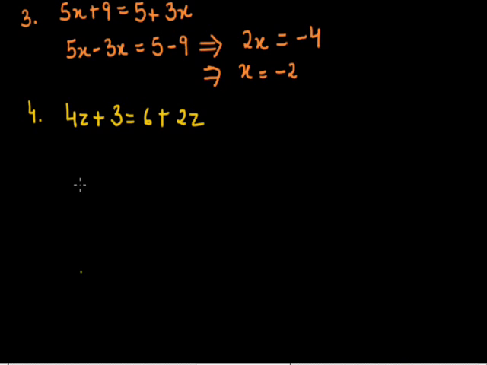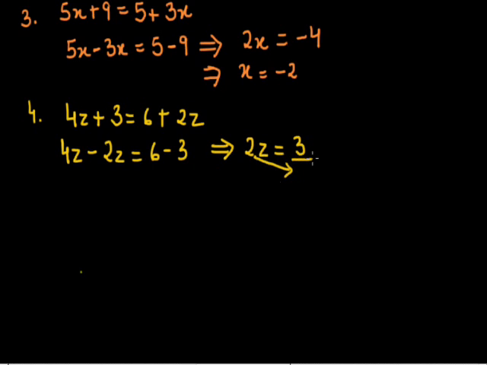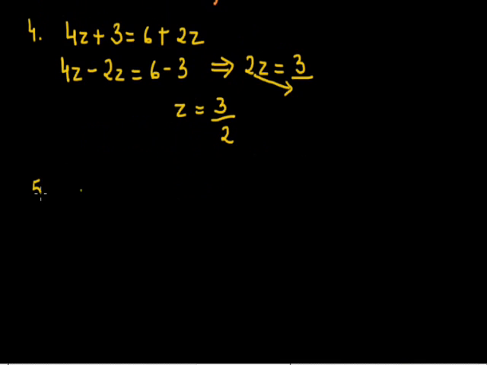Now again, keeping 4z and 2z on one side and the constants 6 and 3 on the other side. If I take 2z to the left hand side, it will become 4z minus 2z is equal to 6 minus 3. Now solving, 4z minus 2z, that is 2z, equal to 6 minus 3, that is 3. Again, I can take 2 to the denominator. So the value of z will be equal to 3 upon 2. Or I can say that dividing by 2 on both the sides, I will get the value of z as 3 by 2. Okay, fifth question.